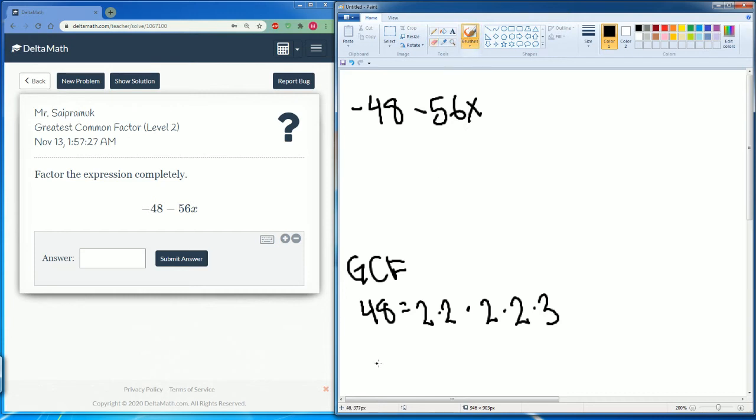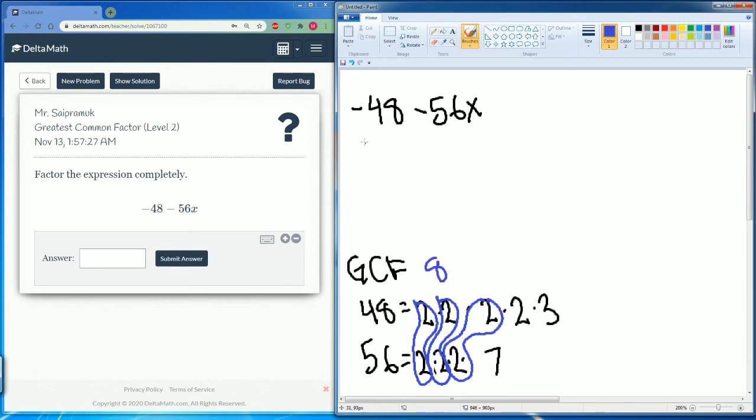Okay? And let's do the 56. 56 can also be broken down into, yep, 8 times 7. But I know that 8 can be broken down into 2 times 2 times 2. All right. So let's look at the greatest common factor. We have one pair of 2's, another pair of 2's, and one more pair of 2's. So 2 times 2 times 2 is 8. So the greatest common factor here was an 8.